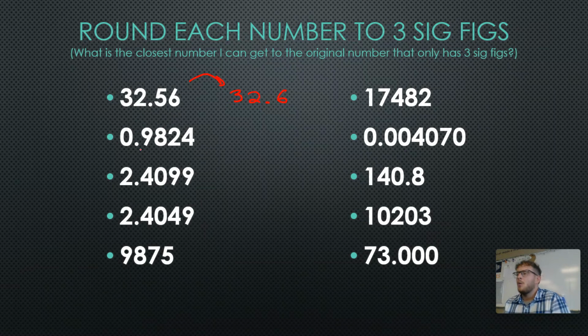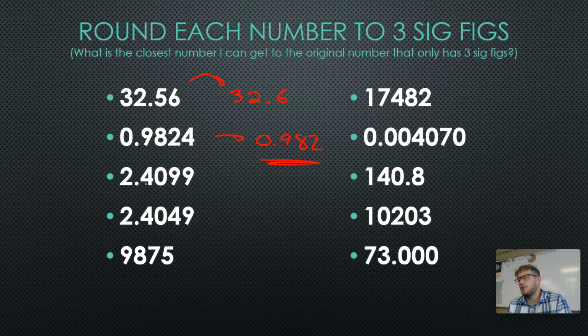All right, what about 0.9824? Fair enough, I could just drop off that 4, right? If I drop off that 4, I'd only have 1, 2, 3 sig figs. And guess what? You would be correct. That's all that you have to do for this one. Why? Because that 4 is not big enough to bump up that 2. 5 and above, give it a shove, not 4 and above, okay? So the number here that is closest to this number would be 0.982, and that only has 3 sig figs to it.